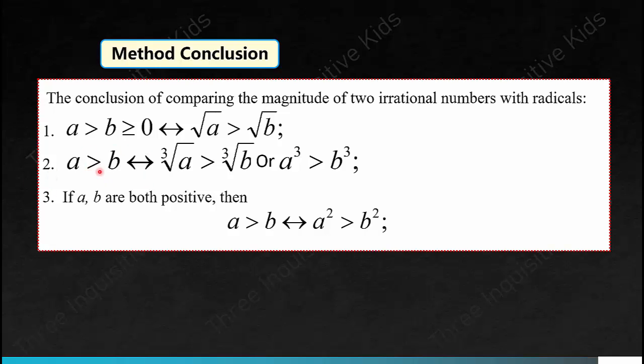All right, and for number 2, if a is greater than b, then the cube of a is greater than the cube of b, or a cubed is greater than b cubed. 3, if a and b are both positive, and a is greater than b, then a squared is also greater than b squared.